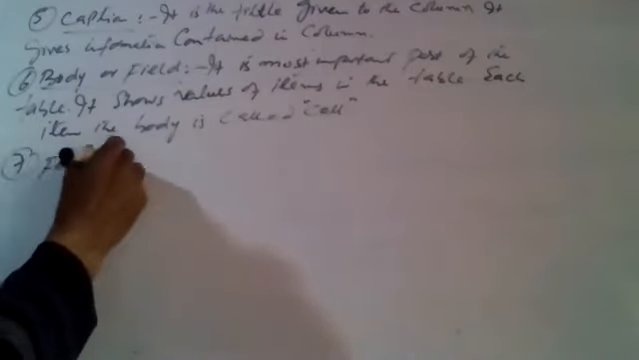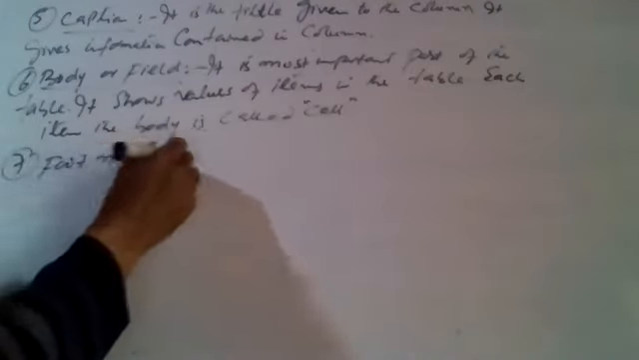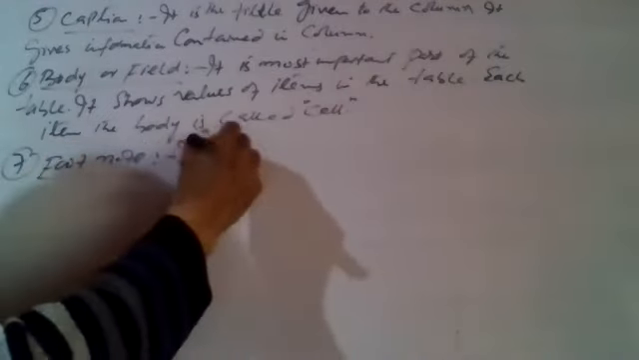The next is footnote. Number 7, footnote. नीचे जब टेबल कंप्लीट होता है नीचे footnote लिखा होता है. It supplements the information in the table. Footnote gives clarification to the reader.